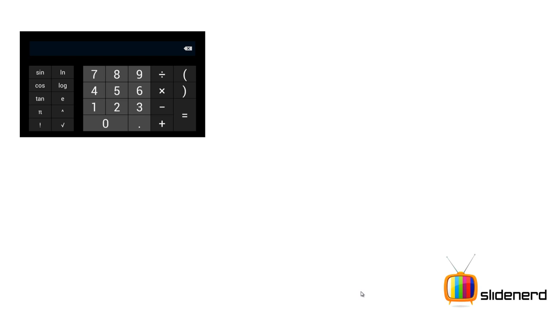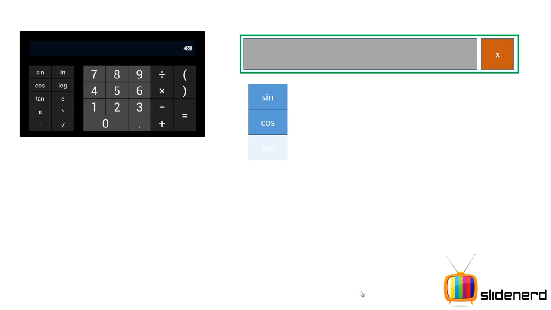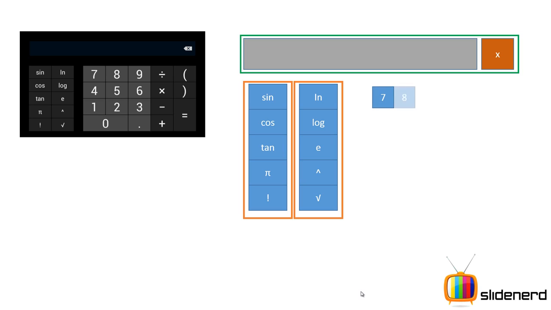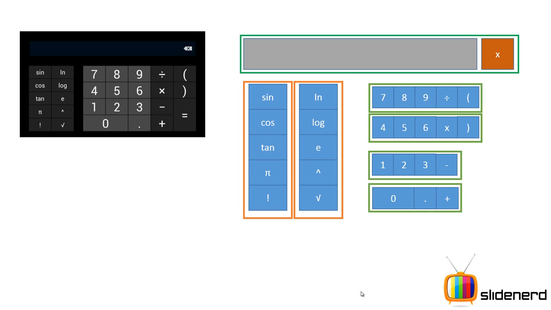Alright, so just to get you guys the overall picture once in your eyes, here you go. There's the edit text, there's the button, horizontal linear layout, sine, cos, tan, pi, the factorial. Then I have the vertical linear layout, ln, log, e raised to, and the root. I have the vertical linear layout, 7, 8, 9, divide by and the left bracket. I have the horizontal linear layout, 4, 5, 6, multiply, the closing bracket, bam, horizontal linear layout, 1, 2, 3, and minus, horizontal, 0, dot, plus, horizontal, and these two are one below each other, so they are vertical.